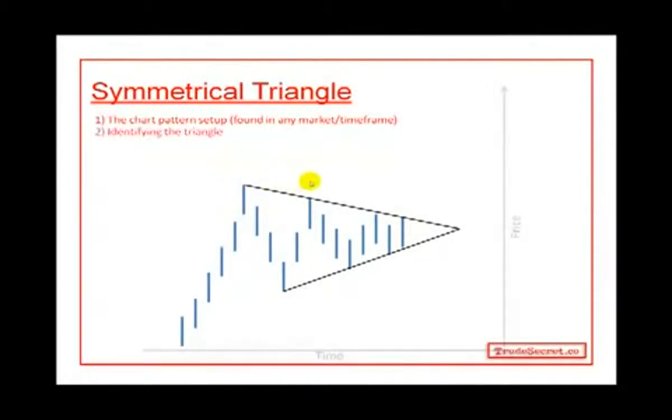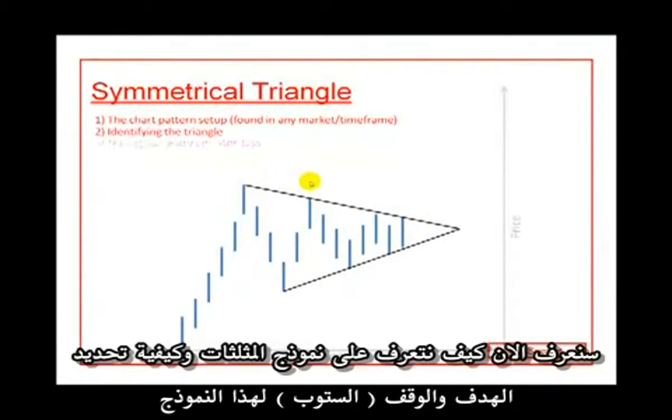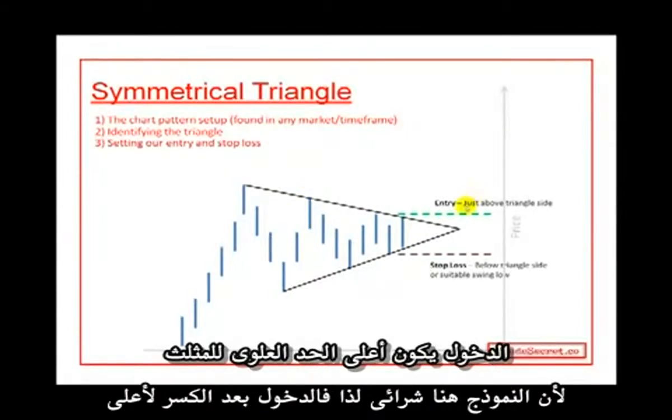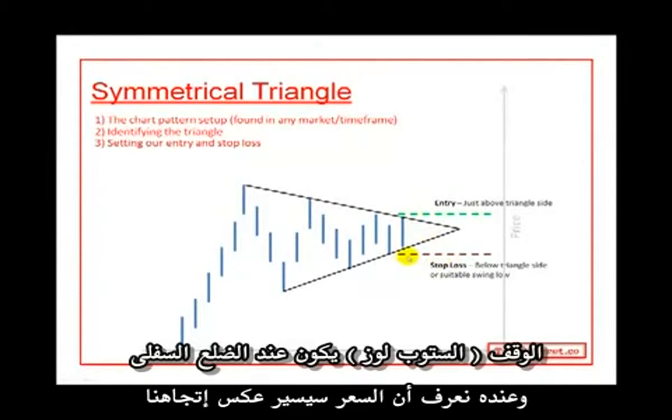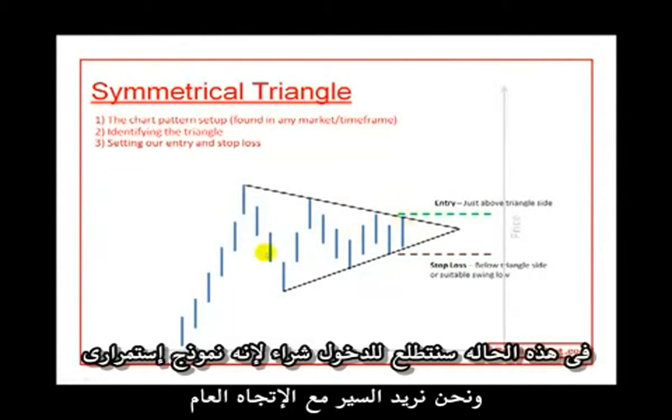So having identified the triangle, how do we actually set our entry and stop loss for this pattern? Well, the entry is just above the triangle or one of the triangle sides, so this might be a swing high that we're looking to break if it's within reasonable distance, but essentially we want to be clear of the line that we can draw to make the triangle. The stop loss goes on the other side of the triangle, so that's our reason where we want to be out of the trade should it go against us, and we're looking to go long in this instance.